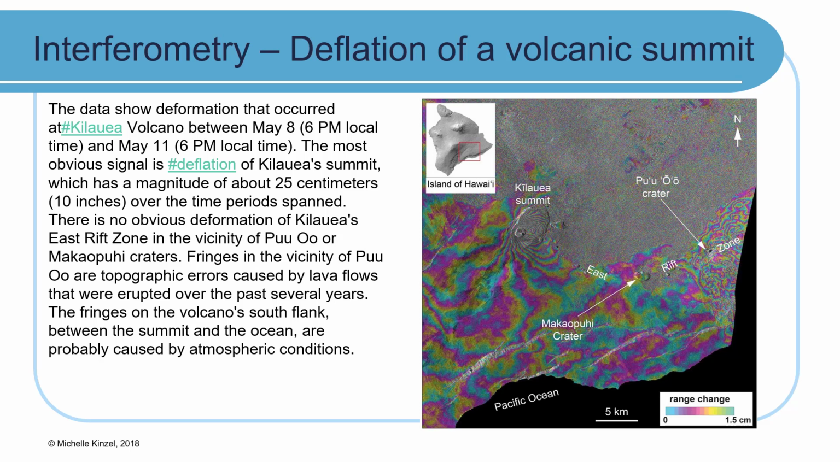it shows topographic errors caused by lava flows that were erupted over the past several years. And again, the fringes on the volcano's south flank between the summit and the ocean are probably caused by atmospheric conditions. So it's not necessarily a movement of the Earth, it can be atmosphere as well. But there is definitely a deflation of that summit, and it is shown very well with an interferogram.